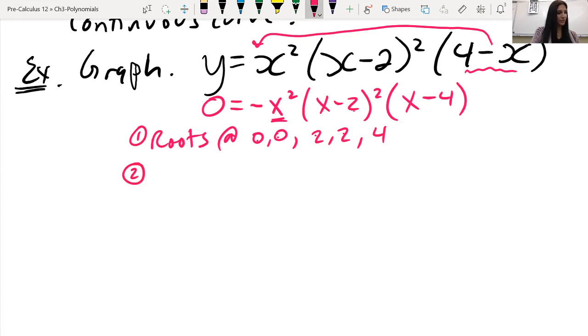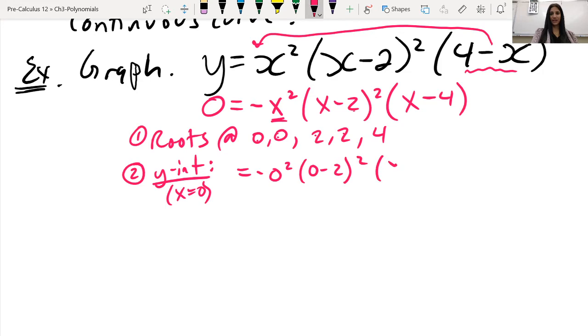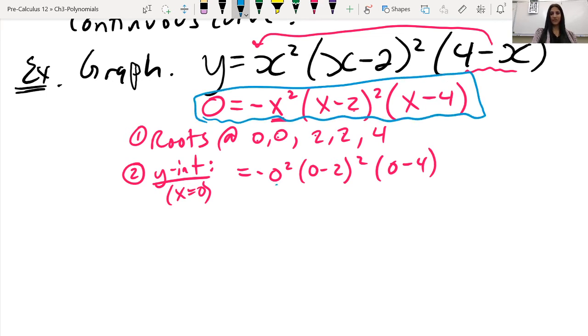Let's do step number 2, which is finding the y-intercept. So y-intercept, and I'm just going to abbreviate it like this, that happens when my x value is equal to 0. Okay, so I just do that by plugging it into the equation here. So in my equation, I'd have negative 0 squared, 0 minus 2 squared, and then 0 minus 4. So I just took this equation in nice factored form that we found here, and I've just plugged this in.